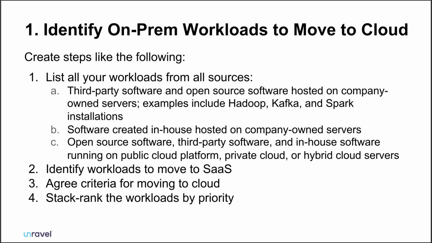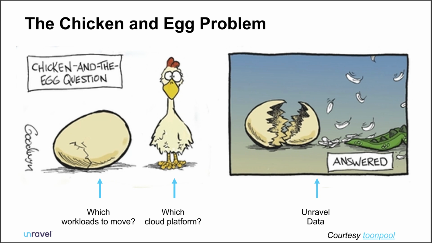The trouble is, if you've never moved any of your stuff to the cloud before, you may not yet know what technologies you're going to go on to, what they cost, what your workload is going to cost. That's where Unravel can help, as we'll see. So this is the chicken and egg problem. Which workloads to move, which cloud platform, and which technologies on a given platform.